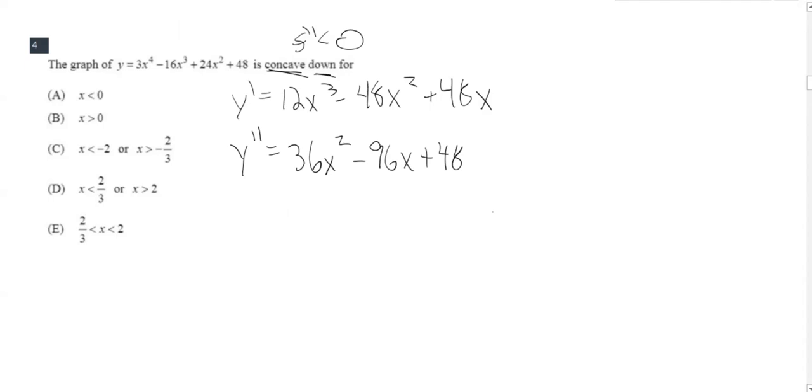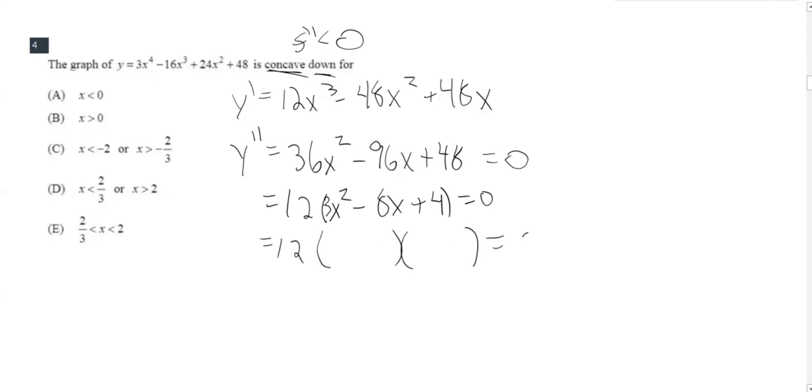Okay, so it's getting pretty complicated here in terms of the numbers that we have, but we can set this equal to 0 and start factoring a little bit. Okay, so we'll go ahead and factor out a 12. So you have 12 times x squared minus 8x plus 4 equals 0. Excuse me, that should be a 3x squared there. And then you need factors here.